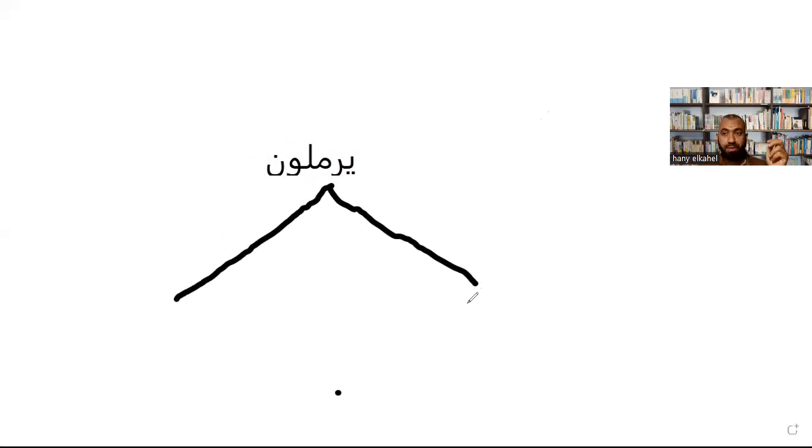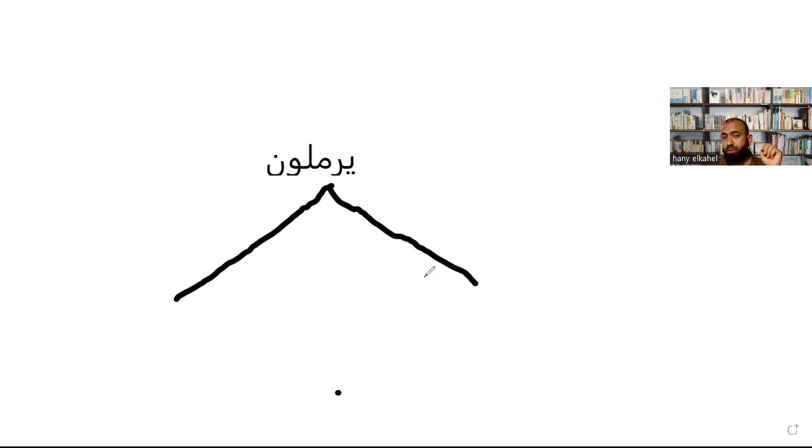Ghunna, what does ghunna mean? Ghunna is a nasal sound. It's a sound in the nose. Let's try to say, for example, noon, noon. This sound is ghunna. You can't pronounce noon or meem without ghunna. It's a part of the makeup of the letter. Noon, meem. When I do idgham, there is إدغام بغنة, idgham with ghunna, and إدغام بغير غنة, without ghunna.